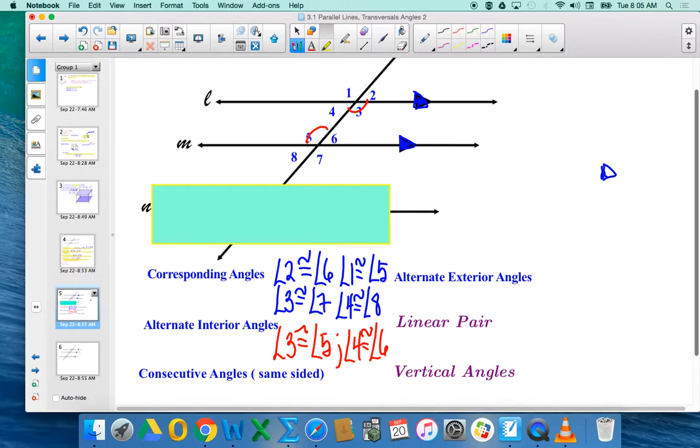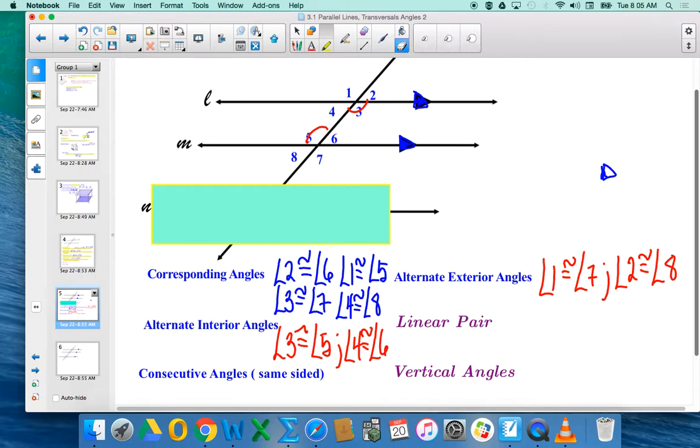We know that corresponding angles are congruent. We know that alternate exterior angles are congruent. So we know that angle 1 is congruent to angle 7. And we know that angle 2 is congruent to angle 8. So if the lines are parallel, we know that angle 2 is congruent to angle 8. Angle 1 is congruent to angle 7. Those would be the alternate exterior angles.